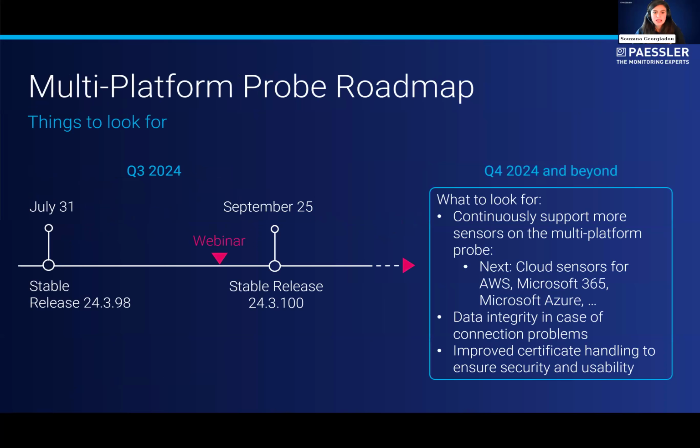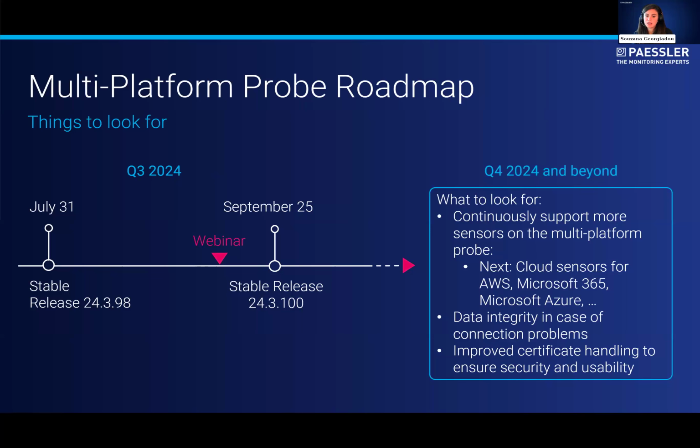Thank you, Daniel. So now I'm going to talk to you a little bit about what to expect in Q4 and beyond. We continuously try to support more and more sensors on the multi-platform probe. The next sensors you should expect are the cloud sensors. That includes the AWS sensors, the Microsoft 365 sensors, and the Microsoft Azure sensors. And we generally always try to increase the sensor portfolio available on the multi-platform probe.